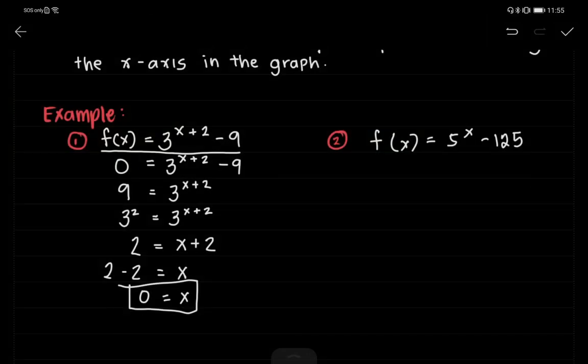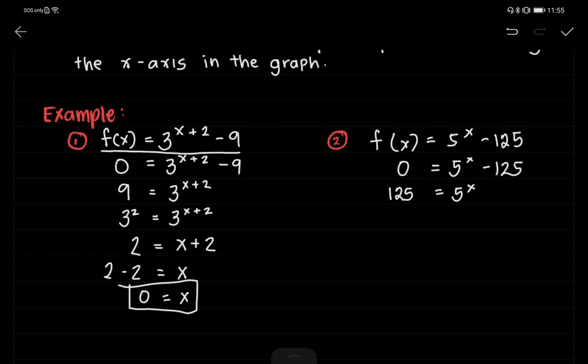Okay, so let us have here an example number 2. So we have here, f of x is equal to 5 raised to x minus 125. So the first step is we have to equate this to 0. So 0 is equal to 5 raised to x minus 125. So lipat natin sa kabila yung negative 125. So magiging positive 125, which is equal to 5 raised to x. So ngayon, ang objective natin na gagawin is dapat equal ang base both sides.